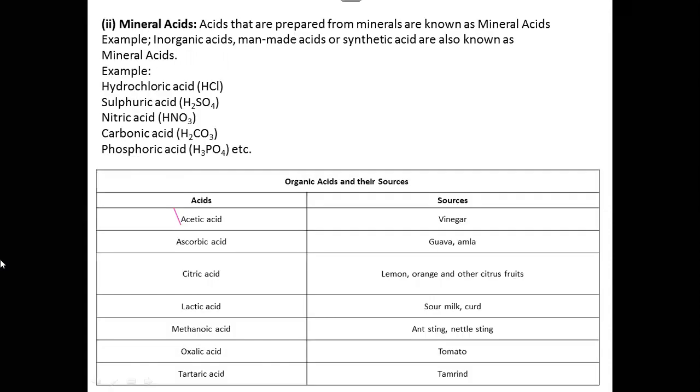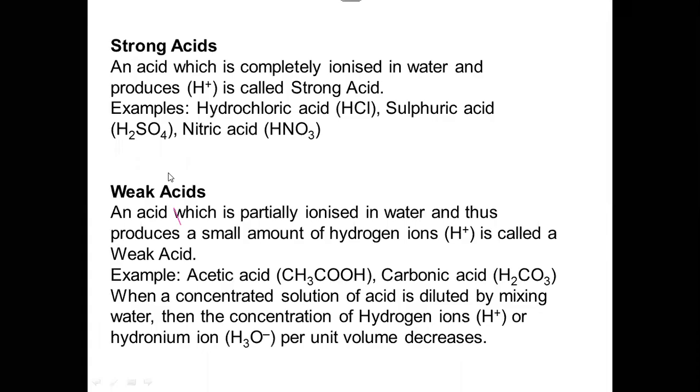Then next is mineral acids. Second type of acids are mineral acids. They are prepared from the minerals and therefore they are called mineral acids. They are inorganic acids, or they are also called man-made acids, or synthetic acids. Examples of mineral acids are hydrochloric acid, HCl, sulfuric acid, H2SO4, nitric acid, HNO3, carbonic acid, H2CO3, and phosphoric acid, H3PO4.